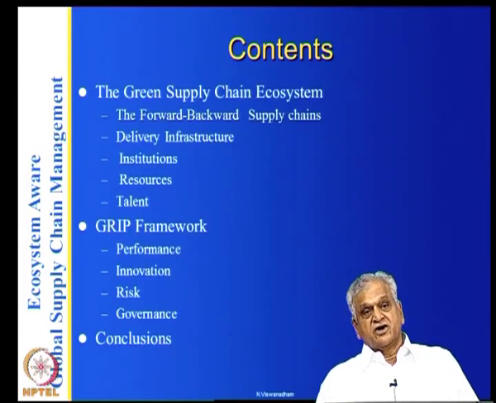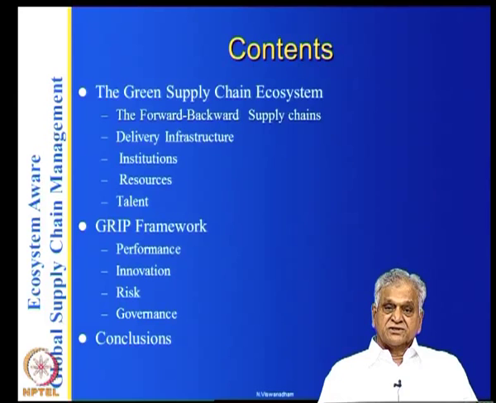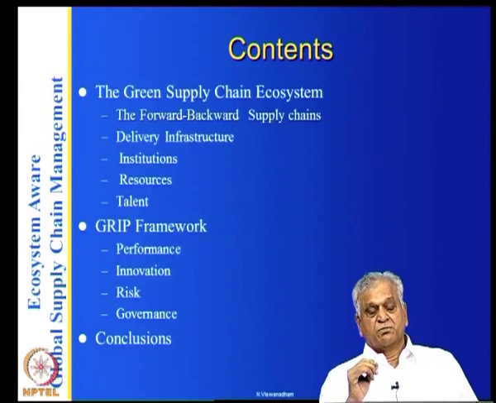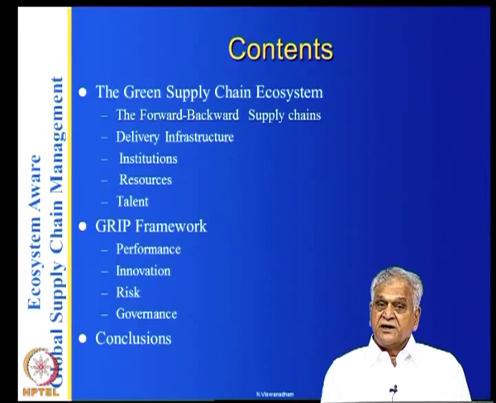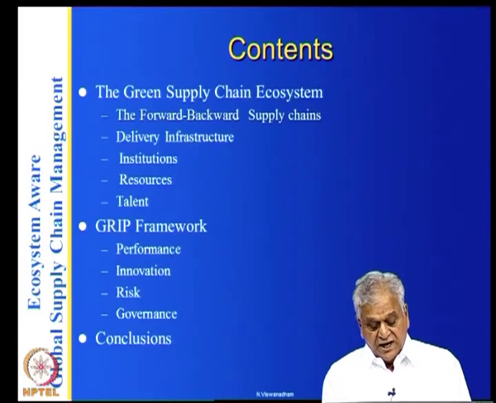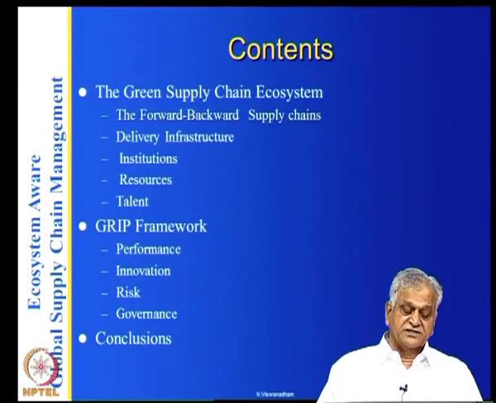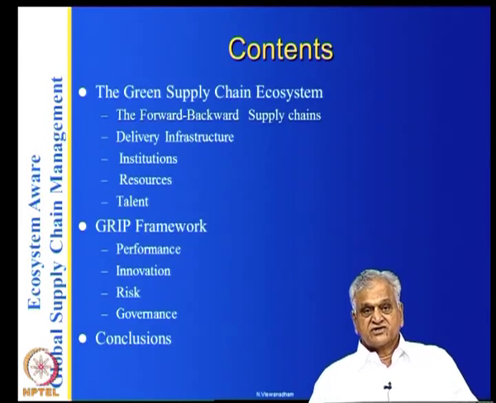And resource minimization, whatever the resources, whether it is water, land or something else, and maintaining the quality of the resources without polluting them is one of the fundamental aims of the green supply chain. We'll look at the reports, and also the talent required for green supply chain management, which is much different from the ordinary supply chains. The human talent is different, and we will see, as the green supply chain movement picks up, what kind of talent is needed. In the second half of this lecture, we will do the GRIP framework: performance, innovation, risk and governance, and we will conclude the lecture with that.